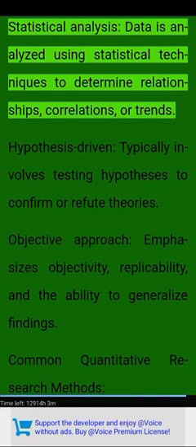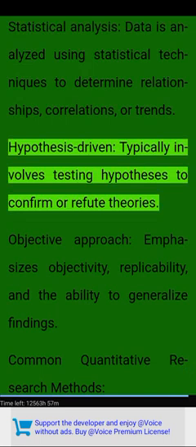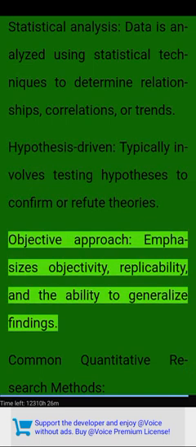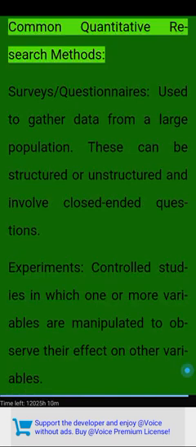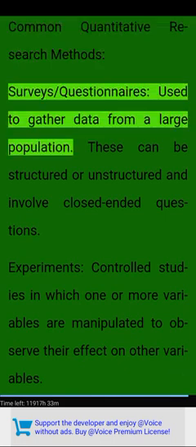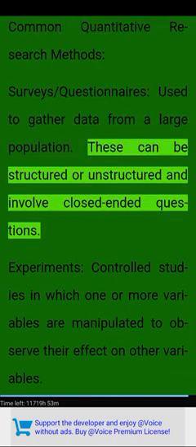Statistical analysis. Data is analyzed using statistical techniques to determine relationships, correlations, or trends. Hypothesis-driven. Typically involves testing hypotheses to confirm or refute theories. Objective approach. Emphasizes objectivity, replicability, and the ability to generalize findings. Common quantitative research methods. Surveys, questionnaires, used to gather data from a large population. These can be structured or unstructured and involve closed-ended questions.